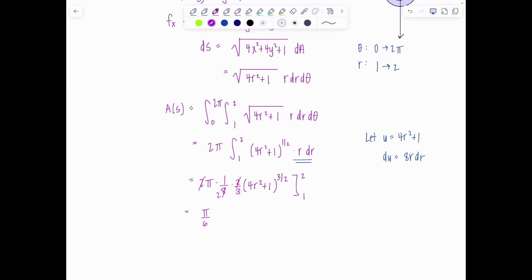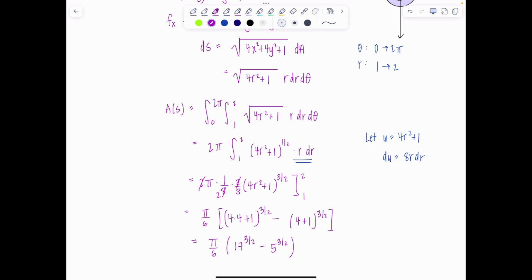Pi over 6. Are we okay so far? And then 4 times 4 plus 1 to the 3/2 minus 4 plus 1 to the 3/2. Good? And then that's pi over 6 times 17 to the 3/2 minus 5 to the 3/2.